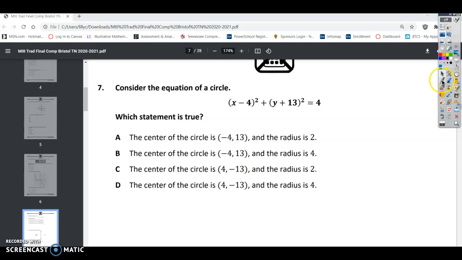Math 3, final benchmark, question 7. Consider the equation of a circle. Which statement is true? All right, so it gives us an equation of a circle, so we have to remember what the different parts are.